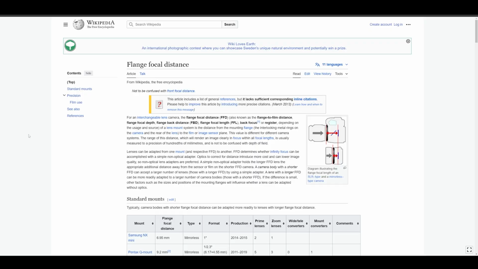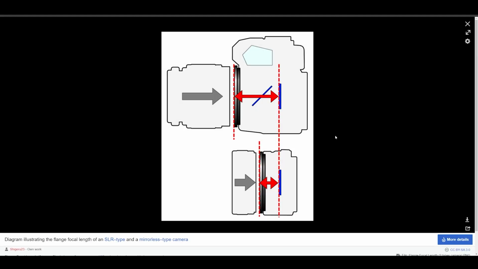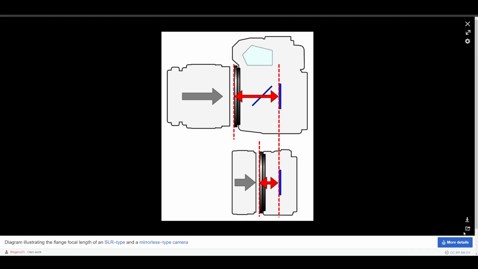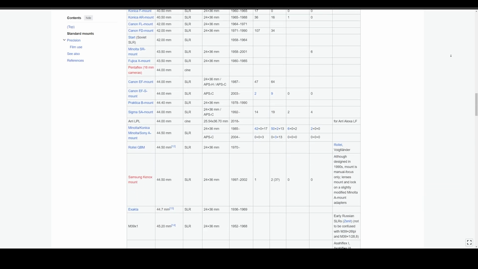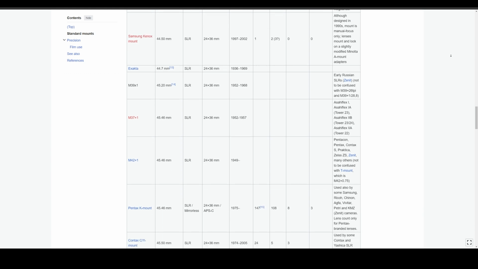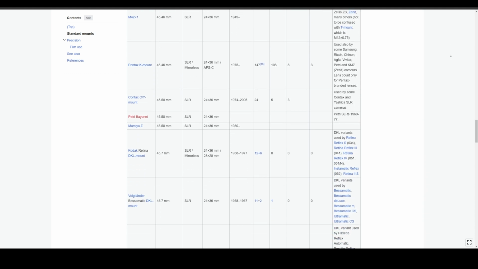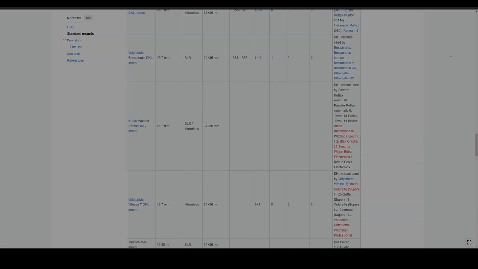That's where I learned about the term flange distance. Basically, each lens projects and focuses an image onto a sensor, right? And it does so only at the specific distance. That's what a flange distance is, that length. And of course, different lenses have different flange distances, which complicates things quite a bit in terms of design.